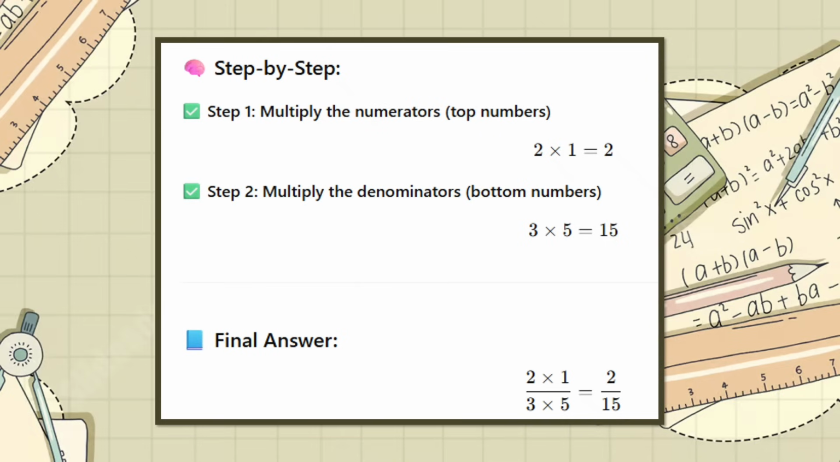Okay, so how do we solve? Multiply the numerators. So 2 times 1 is equals to 2, and then multiply the denominators. 3 times 5 is equals to 15. And so the final answer is 2 over 15.